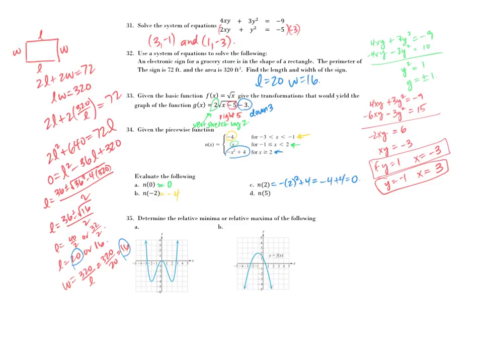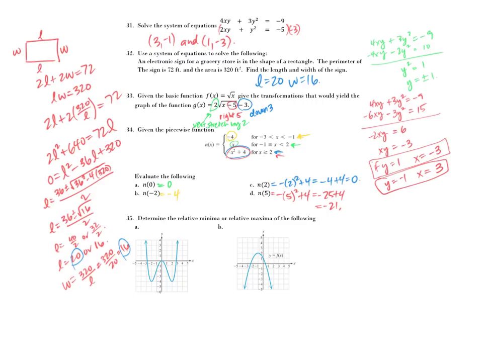And then last one, n of 5. Well, 5 is, again, in this one because 5 is greater than 2. So I'm going to use this function here. So I'll have negative of 5 squared plus 4. So that's negative 25 plus 4, which is negative 21.